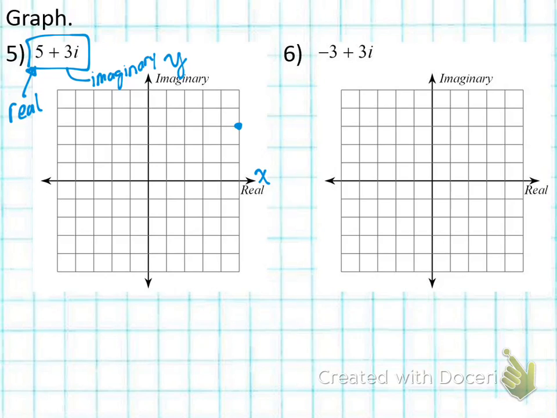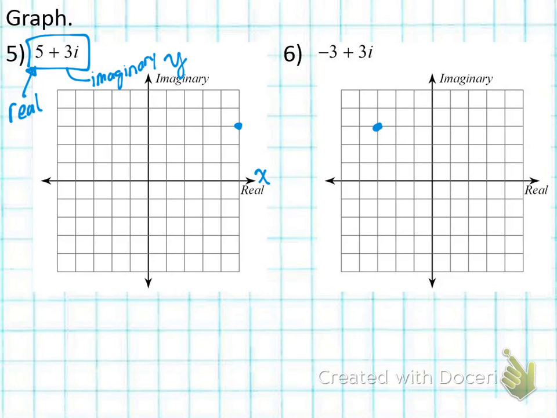Okay, so turn to your neighbor really quick. Tell them how to do that. Tell them how easy it is. 10 seconds. And then start number 6. Ready, set, go. Number 6, the real part is -3, so you go -3. And then the imaginary part's +3, so you should have ended up there. Plot your point. That's it.